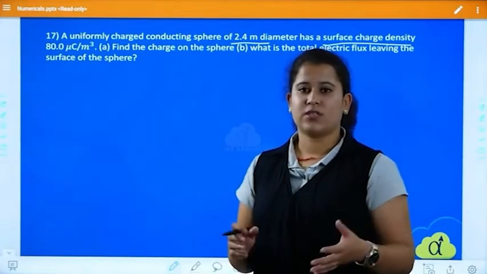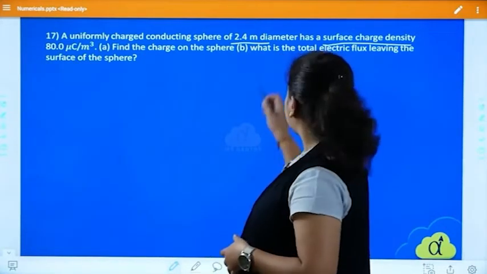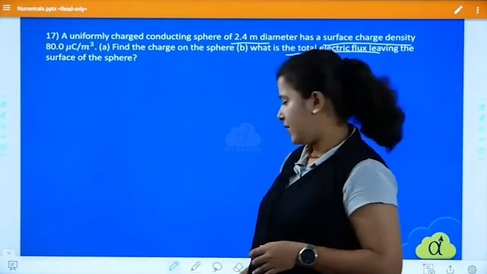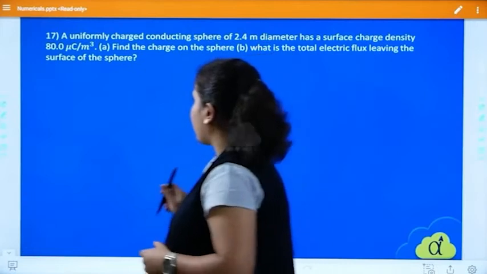I have to find what is the charge on the sphere and also what is the total electric flux leaving the surface of the sphere. Moving on to the solution, what do we have?